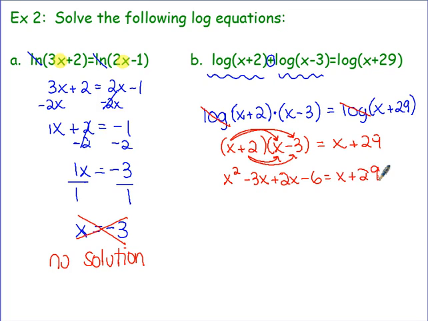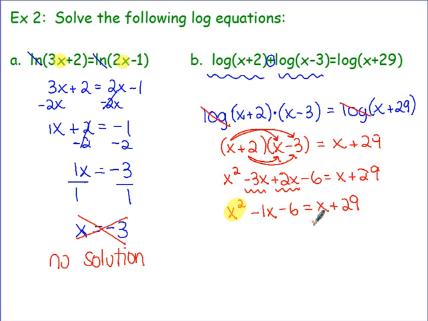Well, I have some like terms to combine. I'm going to combine these two. So x squared, well, negative 3x plus 2x is negative 1x. Minus 6, carry down the x plus 29. So it's been a while since we've seen these. If you see x squared, like I do right here, you must have 0 on the other side. So we need both of these to move over here.